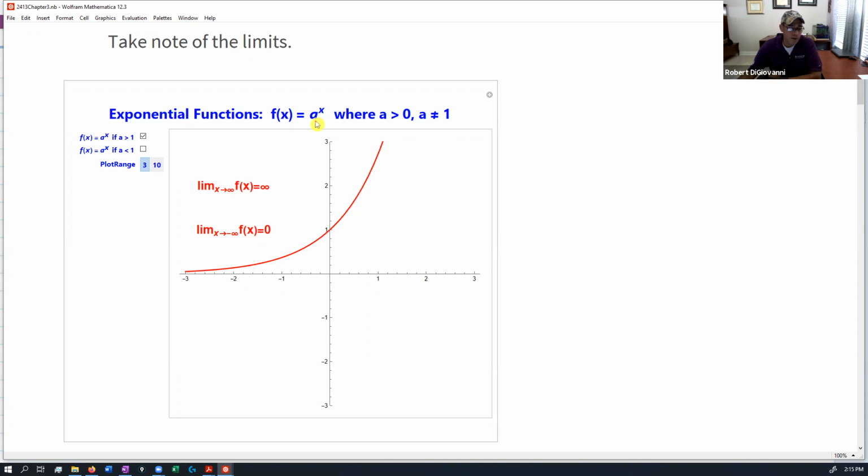To define an exponential function, we have to have a positive number down here and it can't be the number 1. And then what you should have learned is that the graphs of these are going to look like one of two things. It's either going to look like this, where the graph goes like this, and then it has a horizontal asymptote. We call this exponential growth.